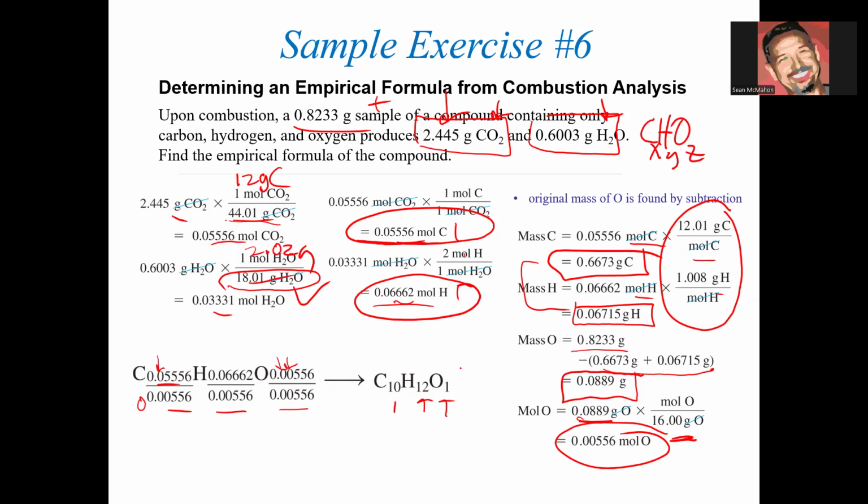Now for your final answer, if you're doing your homework on a website like Aktiv or Mastering Chem, you do not need to write the 1. They'll mark you wrong. So you would just do C10H12O, and that would be the compound.